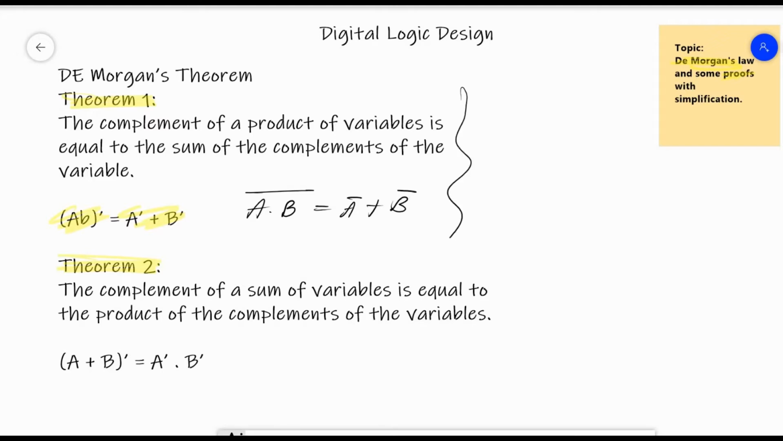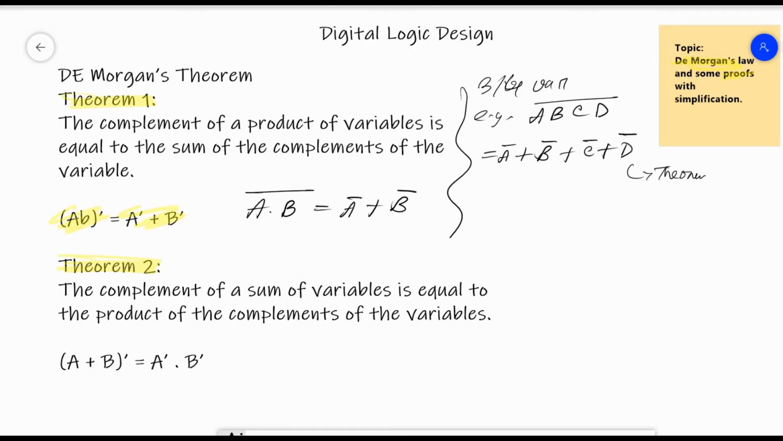We can also use 3 or 4 variables to indicate the same. For example, we can write (abcd) whole bar is equal to a bar plus b bar plus c bar plus d bar. So this is the use of De Morgan's law, theorem number 1, as you can see from here. Now let us move on to theorem number 2 explanation.